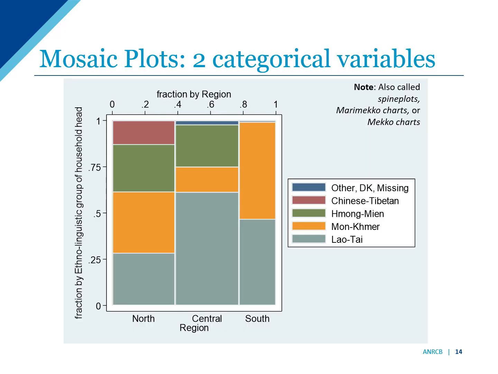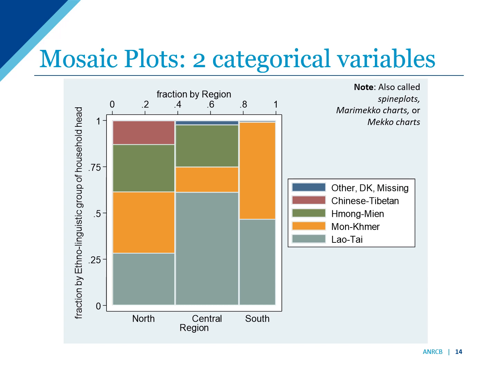This is a mosaic plot of ethno-linguistic group of head of household by region of Lao PDR. In the past few years, mosaic plots, also called spine plots, Marimekko charts, or Mekko charts, have become more common as a way to display contingency tables, categorical data. These can be a little confusing at first, even though they're quite pretty.